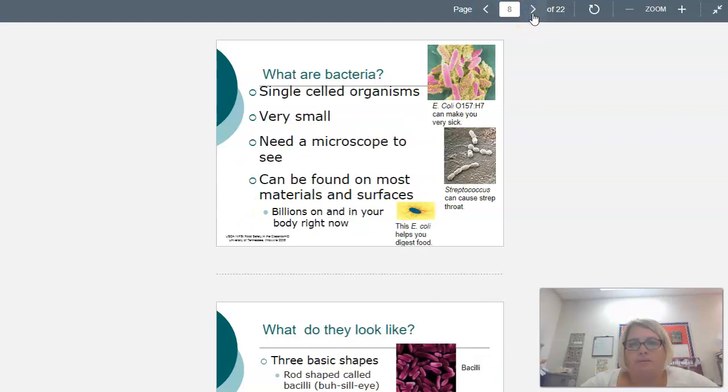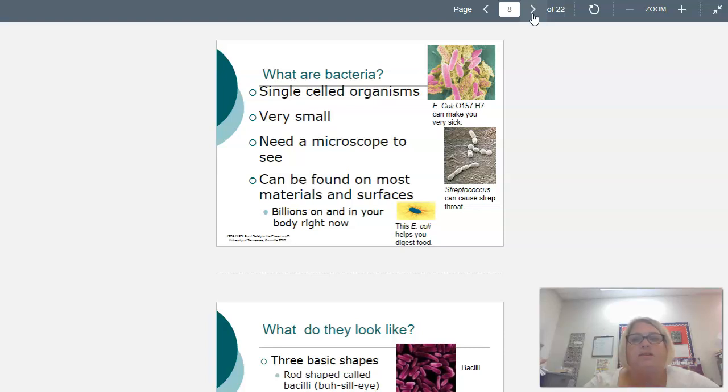So what is bacteria? It's single-celled, very small. You have to have a microscope to see it, and it can be found pretty much on all surfaces and materials. There's billions on and in your body at the moment.